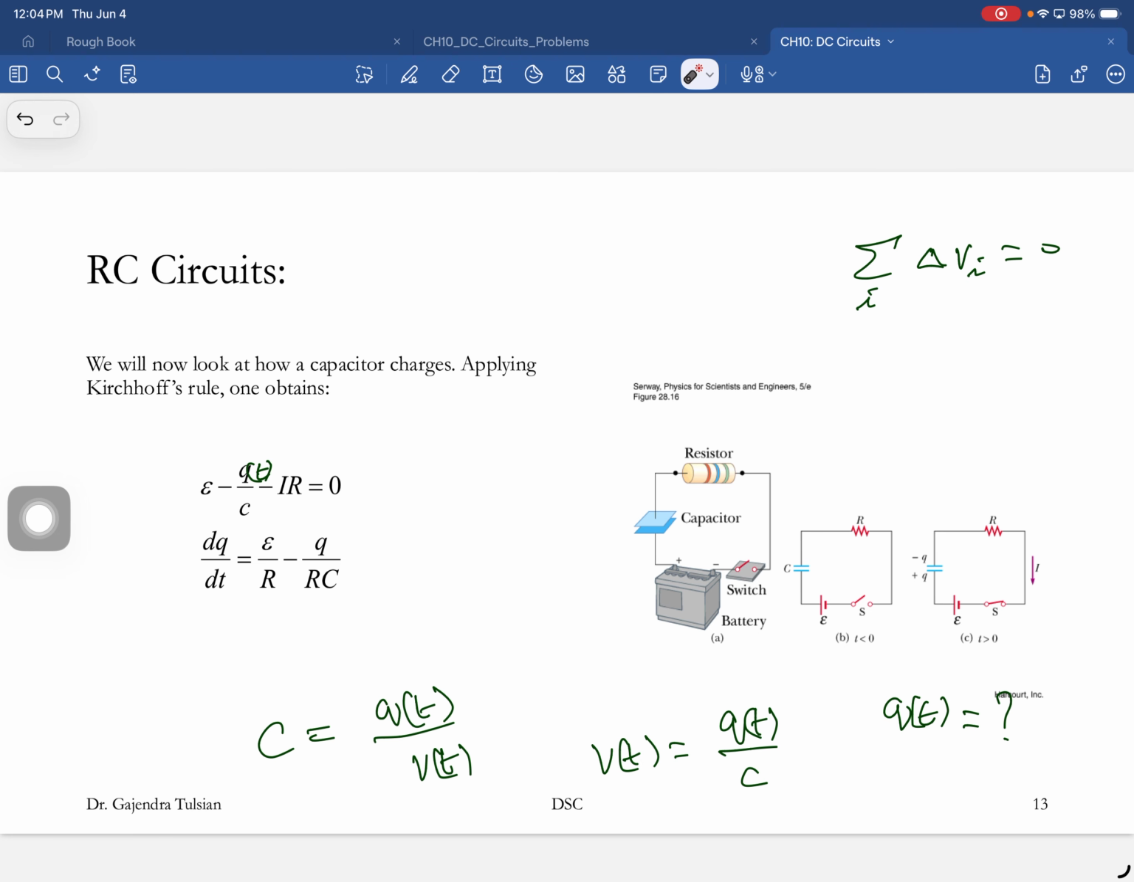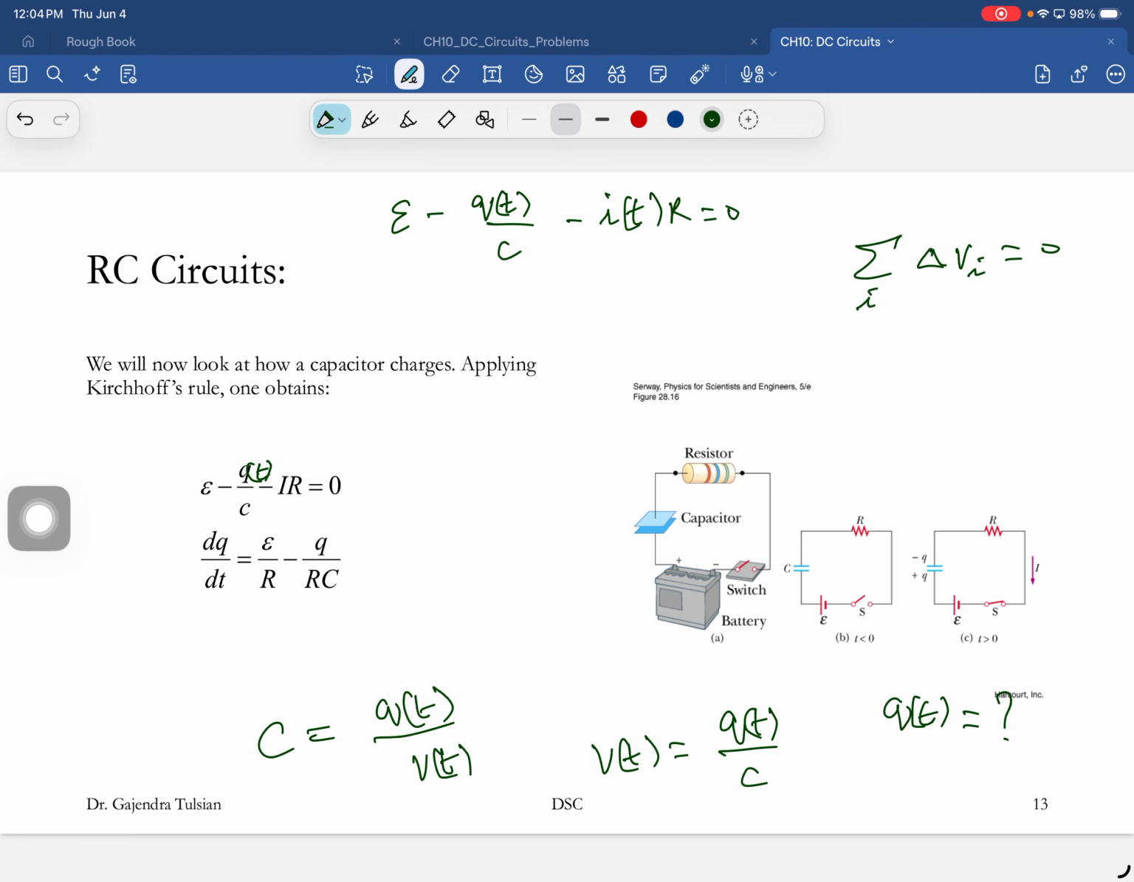And as the capacitor is charging, as electrons are flowing, well, the current is flowing in this direction. So now you're going across this element, you're going with the current, okay? So it's minus IR. So Mr. Kirchhoff's rule gave you this equation: E minus Q(t)/C minus I(t)R equal to 0.